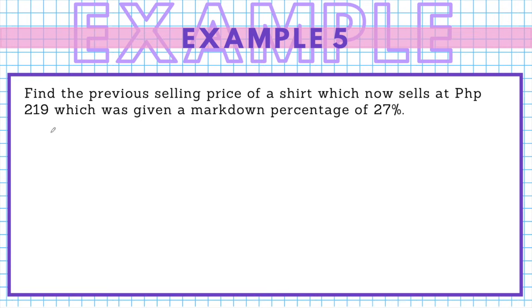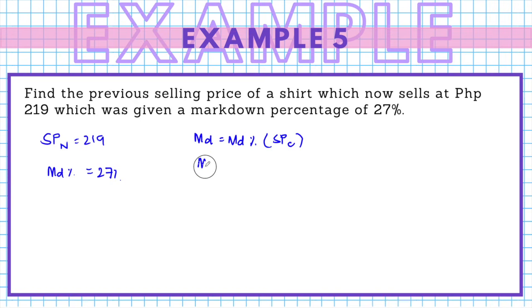So we have here the new selling price, which is 219, and we also have the markdown percentage, which is equal to 27%. Now, to determine our previous selling price, we make use of our formula, which is the markdown is equal to the markdown percent times the current selling price. So, we have here MD is equal to 0.27 times the current selling price.